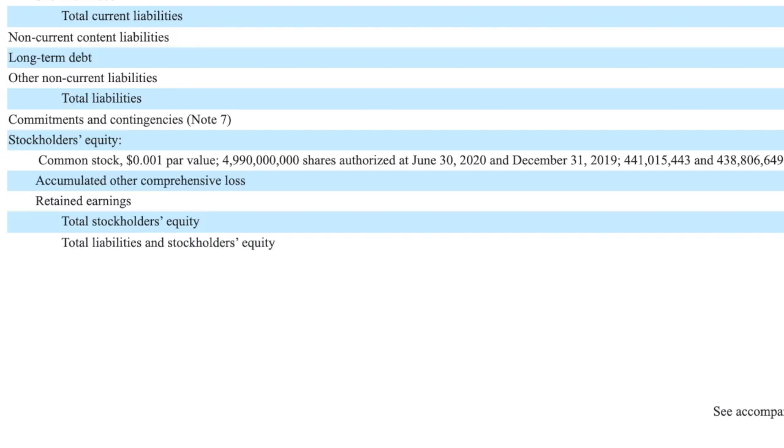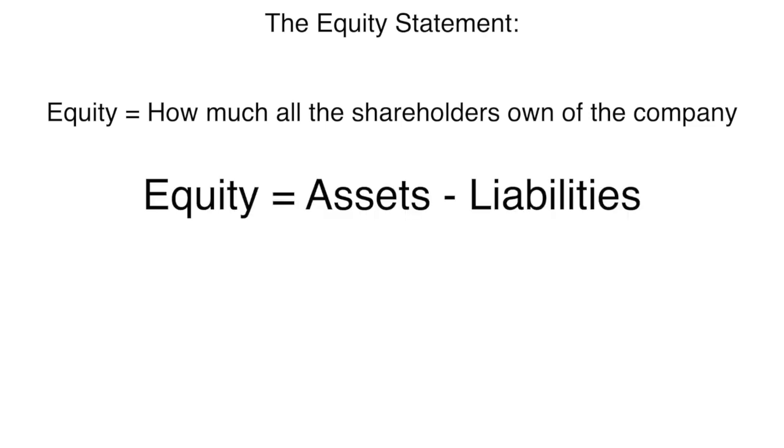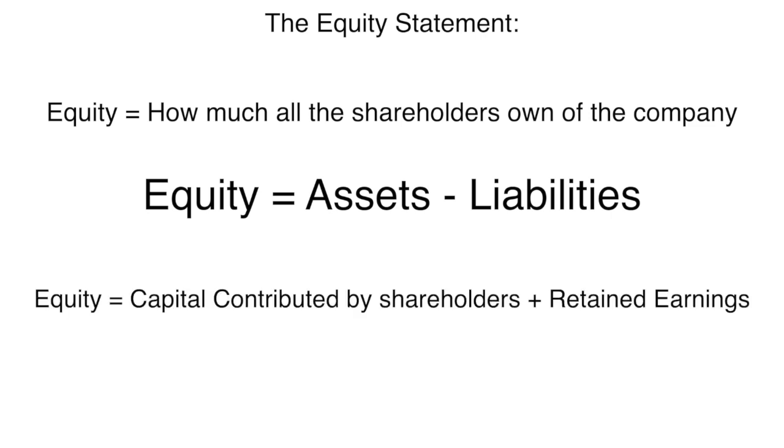And the last section of the balance sheet is the equity statement. The equity section shows you how much of the company all the shareholders own. It shows you how much of the company would be left over if all the assets were sold and converted into cash and used to pay off all the liabilities. Another way to think about equity is the amount of capital that the owners of the company have contributed, plus the retained earnings that the company has earned over its lifetime. But essentially, the equity section just shows you how much of the company all the shareholders own.